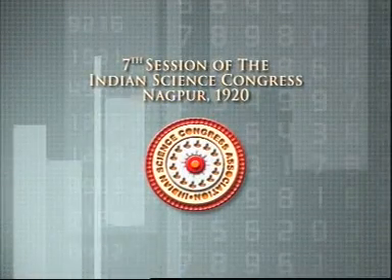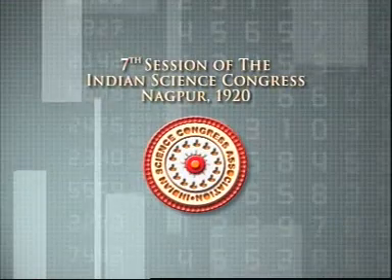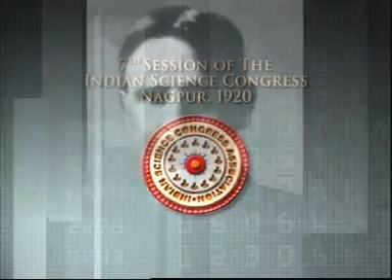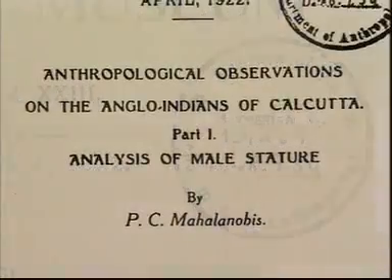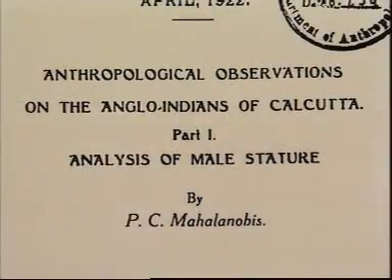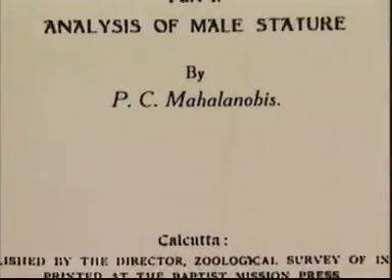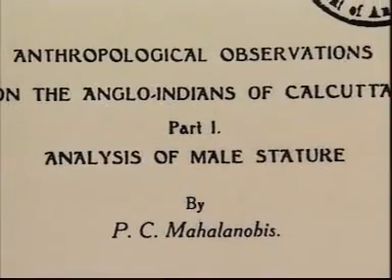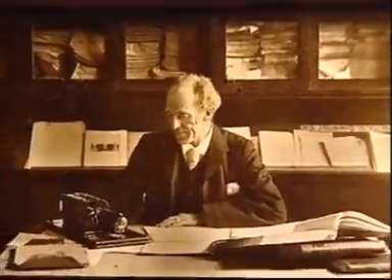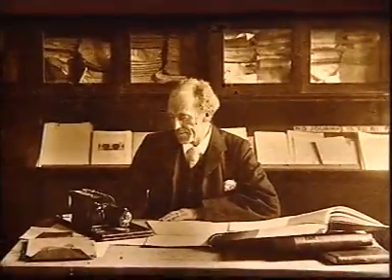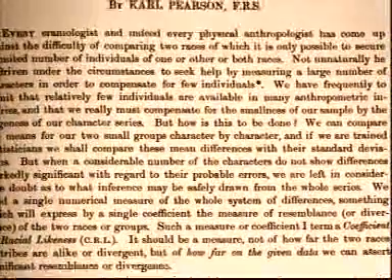In 1920, at the Nagpur session of the Indian Science Congress, Mahalanobis happened to meet Thomas Nelson Annandale, the then director of the Zoological and Anthropological Survey of India. This led to a statistical study of Annandale's anthropometric data on a group of Anglo-Indians in Calcutta, which resulted in Mahalanobis' first paper.